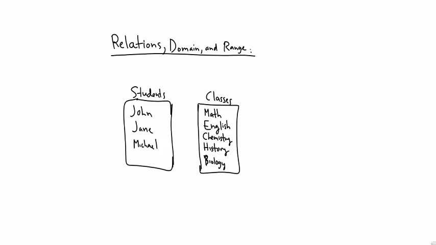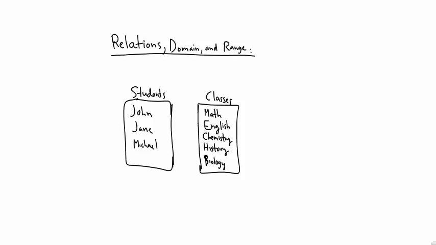Explore relations, domain, and range. Let's begin with an example. Here we have two sets. First, on the left, we have a set of students, and on the right, we have a set of classes. Let's think of ways we can relate students with classes.